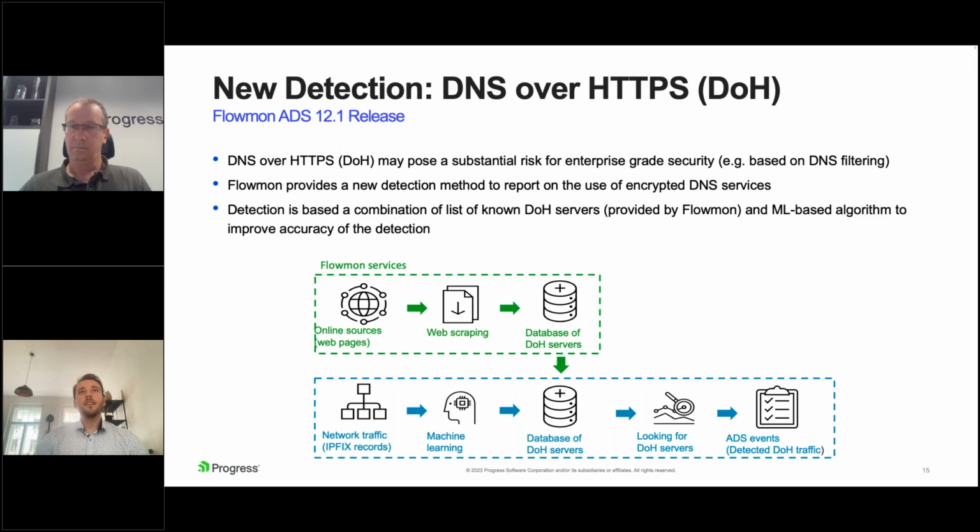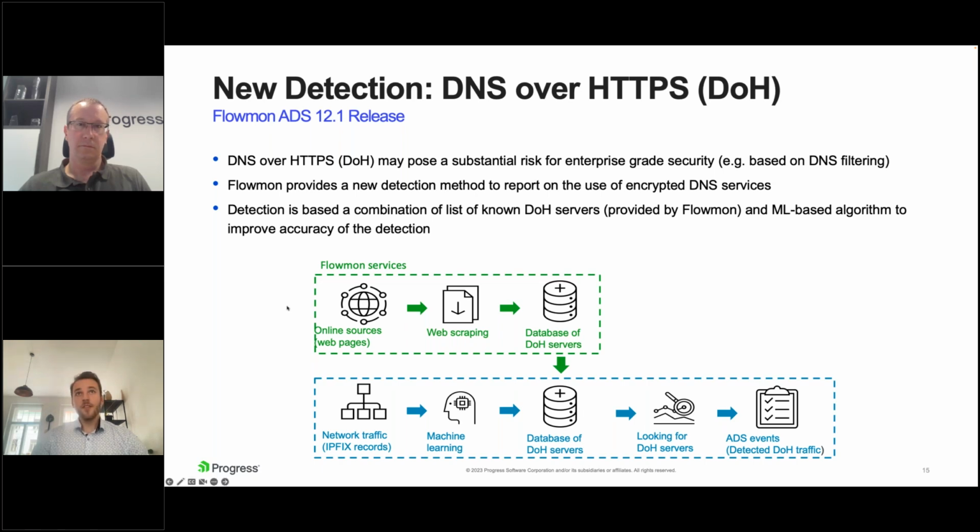So we know that DNS over HTTPS may pose a substantial risk, and threat actors can use it to hide malicious activity and communications from monitoring tools. So it represents a substantial risk for enterprise-grade security. That is why we've introduced this new detection method, and it works on a combination of a list of known DNS servers provided by Flowmon and a machine learning based algorithm to improve the accuracy of the detection.